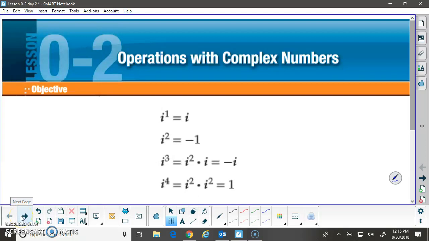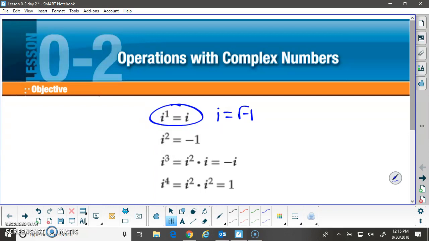Lesson 2 of Chapter 0, Part B, we're going to talk about some more operations with complex numbers. To review, first of all, we discussed the imaginary unit i. It is equal to the square root of -1. And i squared is equal to -1. i to the third is equal to -i. And i to the fourth is equal to +1. So we use that for simplification purposes.